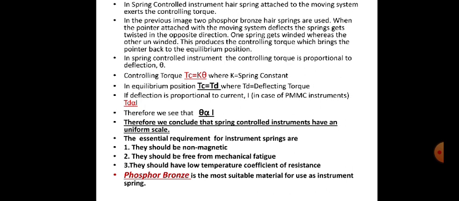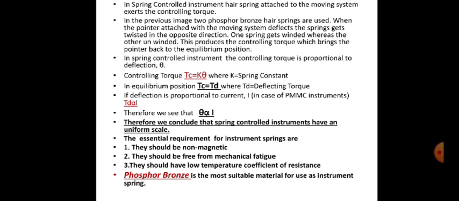First, they should be non-magnetic, so that they are not affected by the magnetic fields which we often use in this type of construction of these type of instruments. Now, they should be free from mechanical fatigue. That is, we know that as the instruments age, the spring constant, that is K, gets decreased, and that's why the strength of the spring also gets diminished.